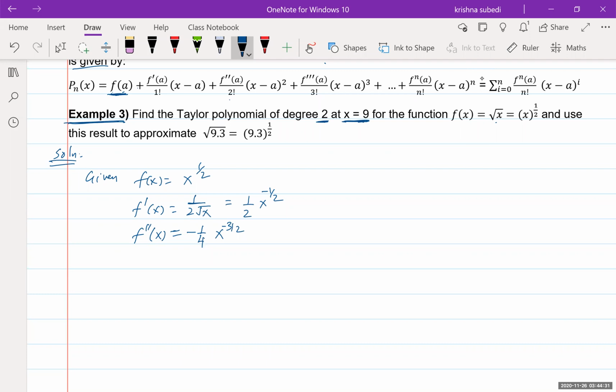Okay, so the function f of x is x to the power half. The derivative will be 1 over 2 x to the power negative half. The second derivative will be negative 1 over 4 x to the power negative 3 over 2. Now we need to find what is f of 0, f prime of 0, and let us calculate all of these.